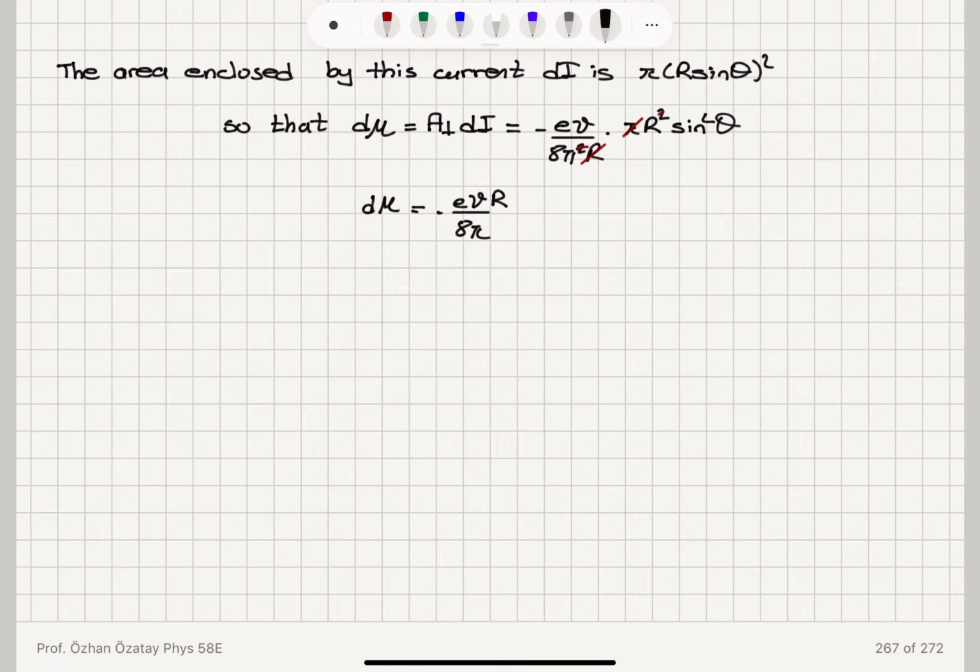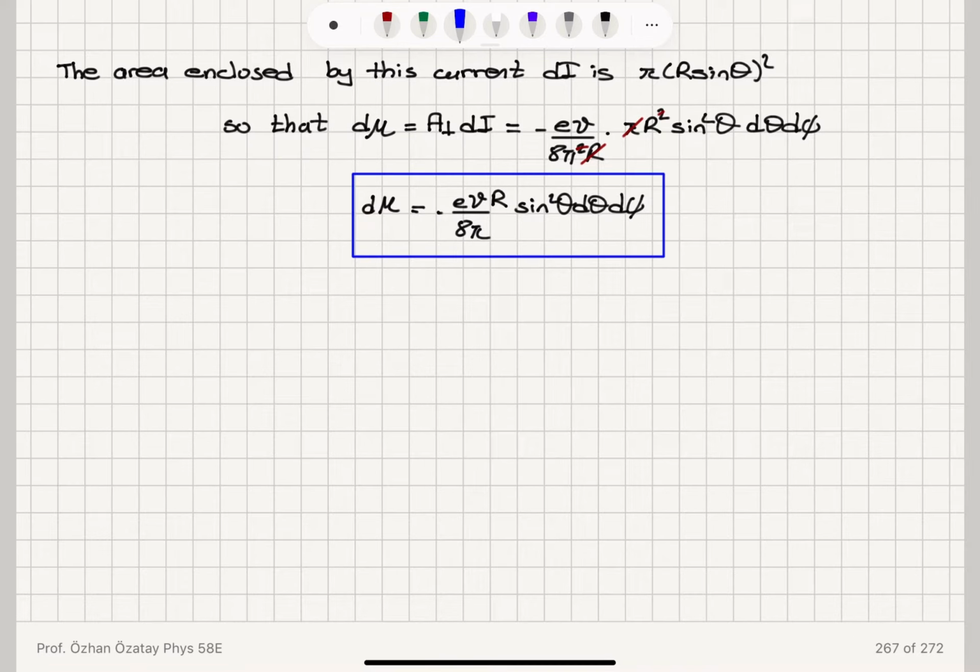Of course we have I, d theta, d phi, so we have to put that here. So this will be sine square theta d theta d phi. So that's the contribution to magnetic moment from this charge element creating a current dI enclosing a loop with area pi (r sine theta) squared. Okay, so let's move this here.